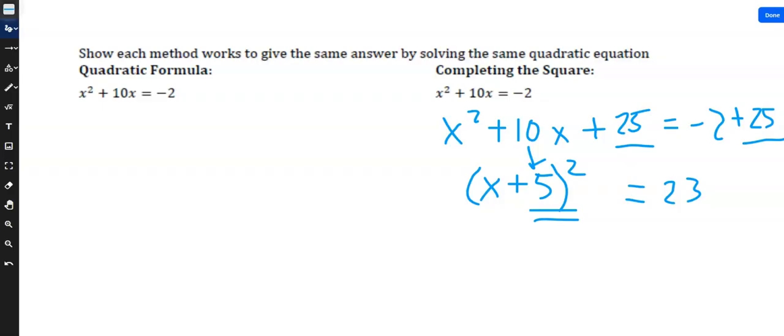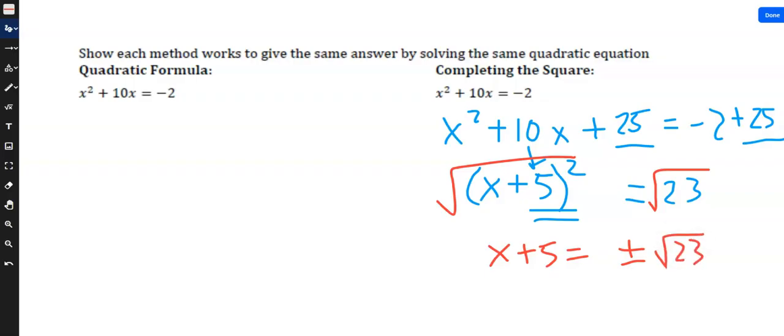And then when I take the square root, I don't get a nice number, do I? I'm getting x plus 5 equals plus and minus radical 23. So kind of ugly. But then, of course, the 5 needs to go to the other side. So I've got negative 5 plus and minus radical 23.